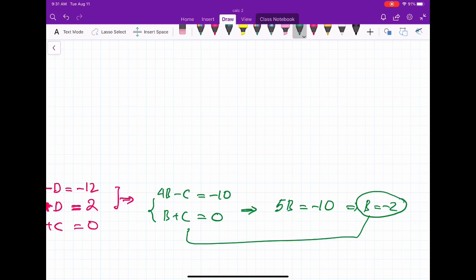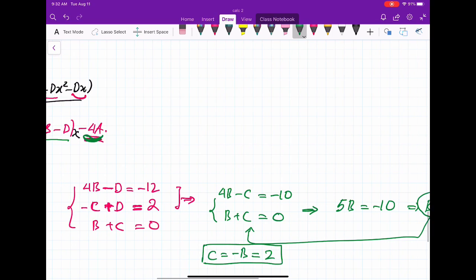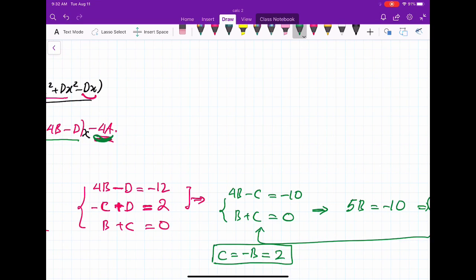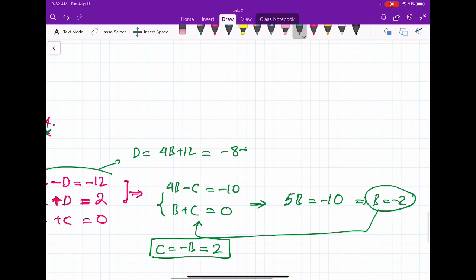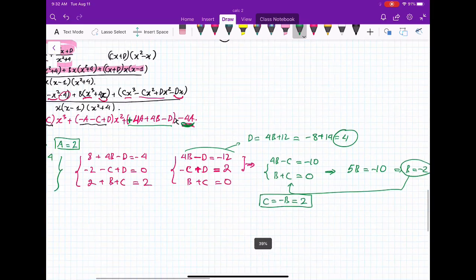I plug this back here. I get c equal to negative b, which is 2. Right? Now I can plug b into this equation to find d. From here, I can find d is equal to 4b plus 12. So 4b is negative 8, plus 12 is 4. You see, it is a long way. Anyway, we solved this. Perfect.